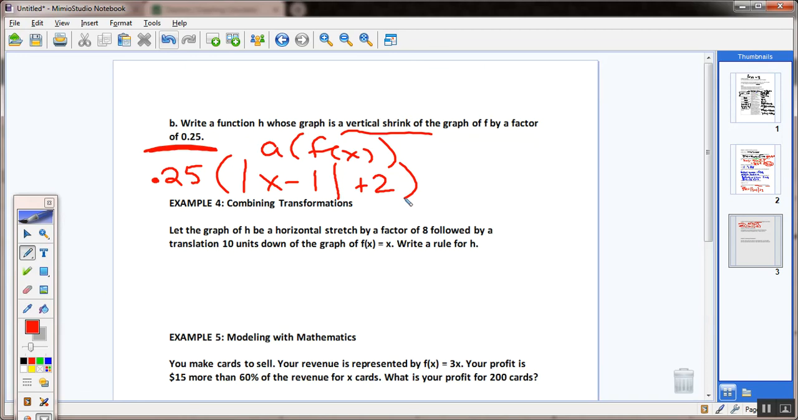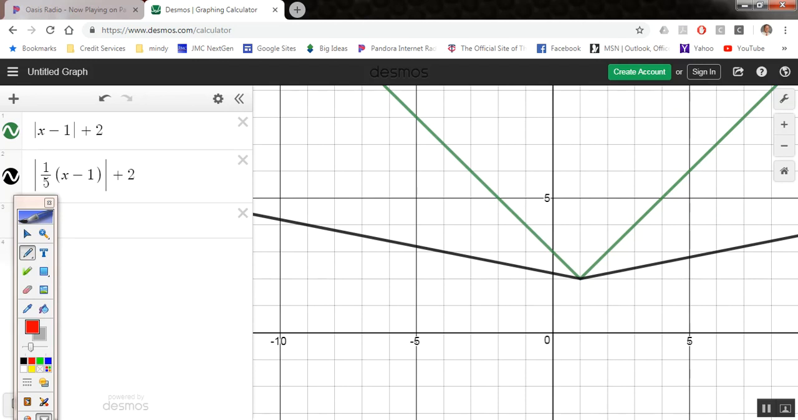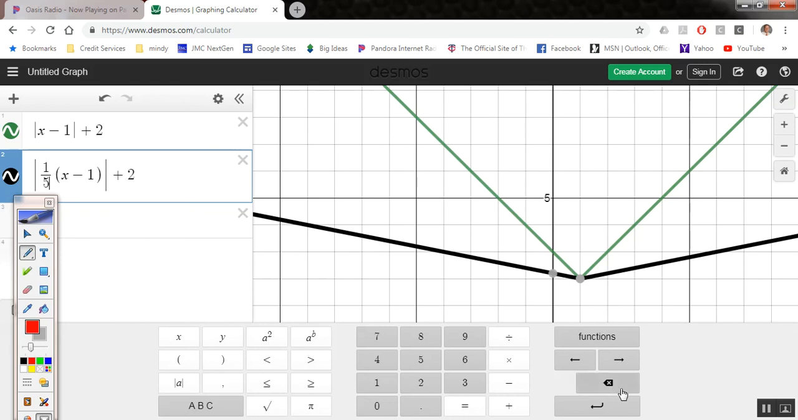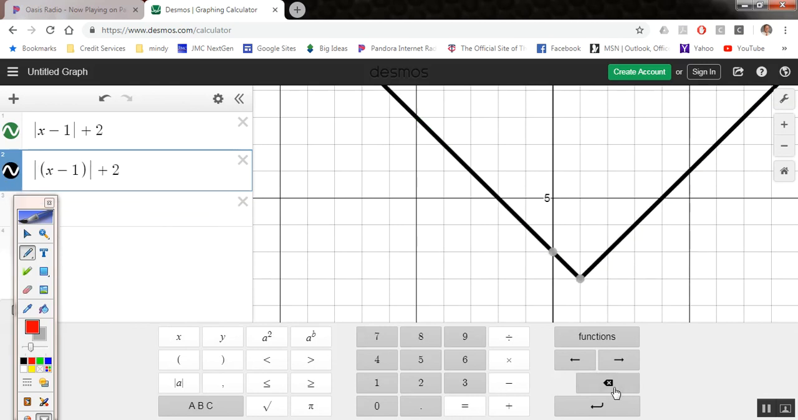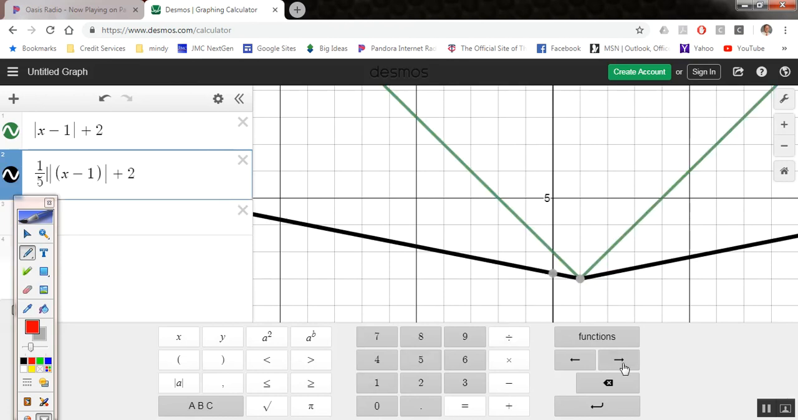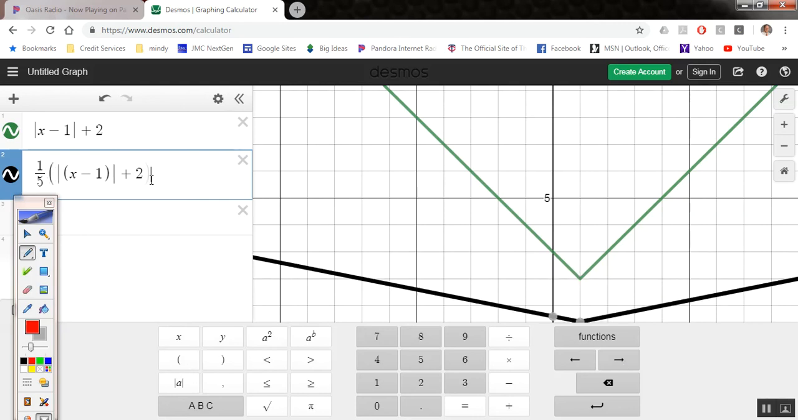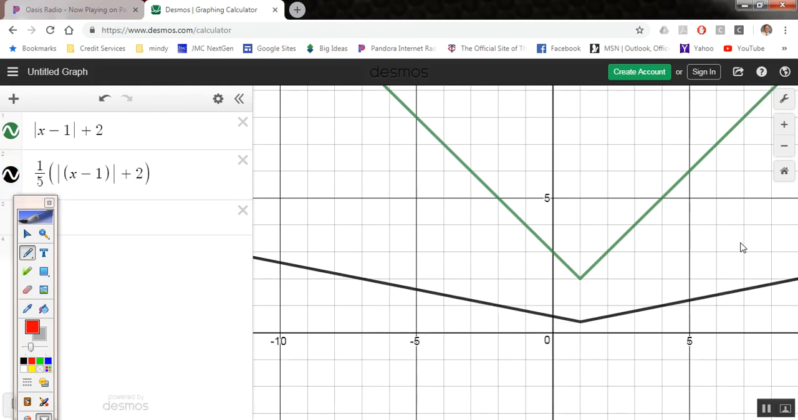0.25. Let's see if this works here. So I want this 1/5 to be where, kids? On the outside. But I also need to make sure I'm taking this whole function with the plus 2 times it. So I'm going to put 1/5 out in front, and then parenthesis here and parenthesis there. Quick question with absolute values: do my vertices line up here? Yeah.